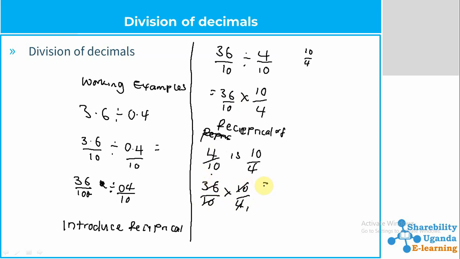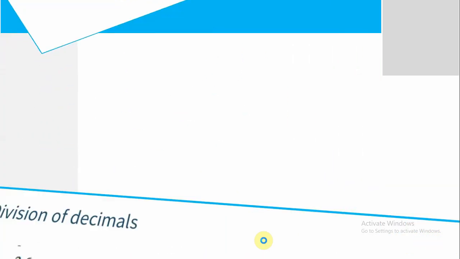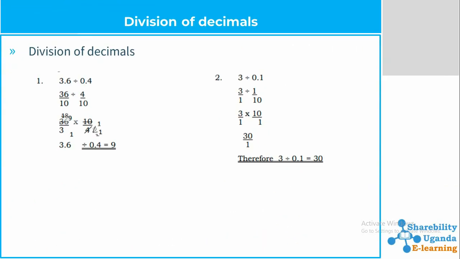Okay, this is the same as 36 divided by 4. So what do we get here? Our answer should be 9. So here we shall have got our number as correct. So when you look up here, that's how they were able to use this method for them to get the answer 9.